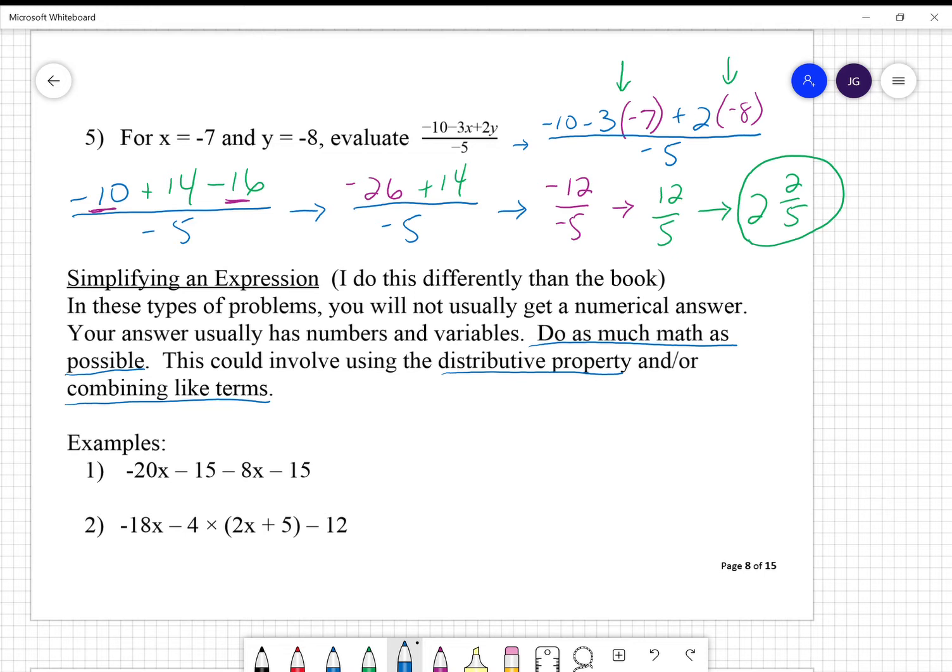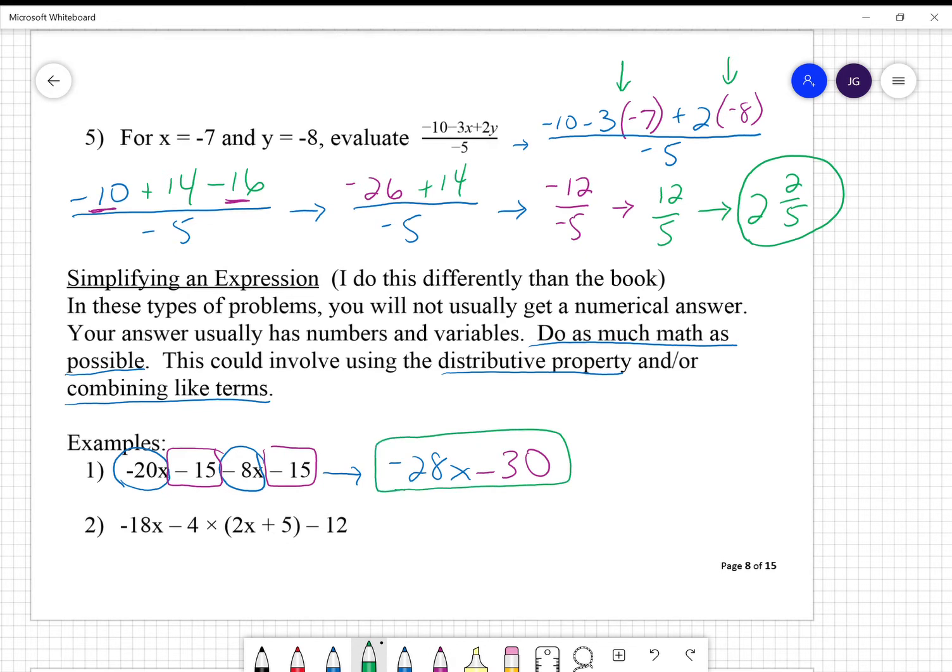So in our first example, we don't have any parentheses, so let's identify our like terms. Negative 20x is a like term with negative 8x. When I combine those, I get negative 28x. Negative 15 is a like term with negative 15. Negative 15 combined with negative 15 is negative 30. I cannot combine these because they are not like terms. I cannot solve because there's no equal sign. Negative 28x minus 30 is my answer. I have numbers and variables.